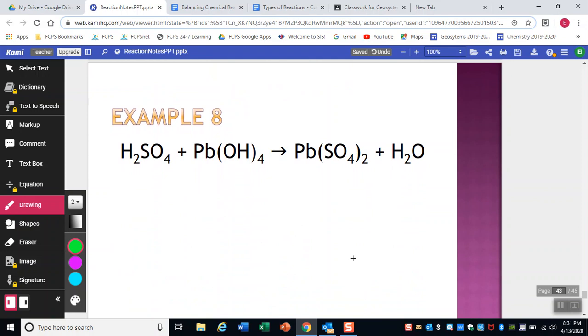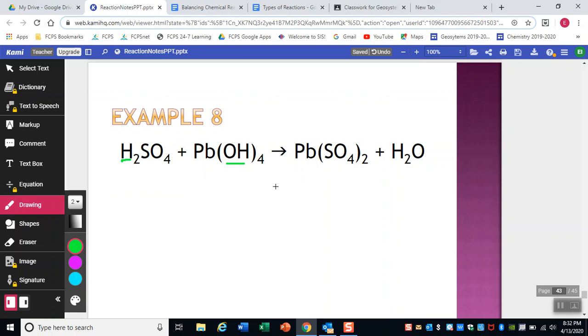All right, so here we go. We've got an acid, sulfuric acid, and a base, right? The acid and a base. And I end up with an ionic compound and a water, a salt and a water. So I've got neutralization here.